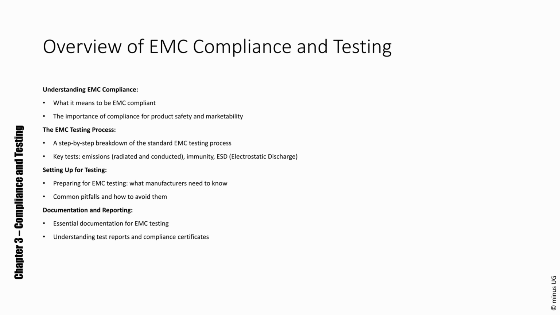Essential documentation for EMC testing typically includes a detailed description of the product, its operational characteristics, and the specific EMC standards it needs to comply with. After testing, the test reports and compliance certificates are crucial documents. These reports detail the testing procedures, conditions, and results, indicating whether the product meets the necessary EMC standards.